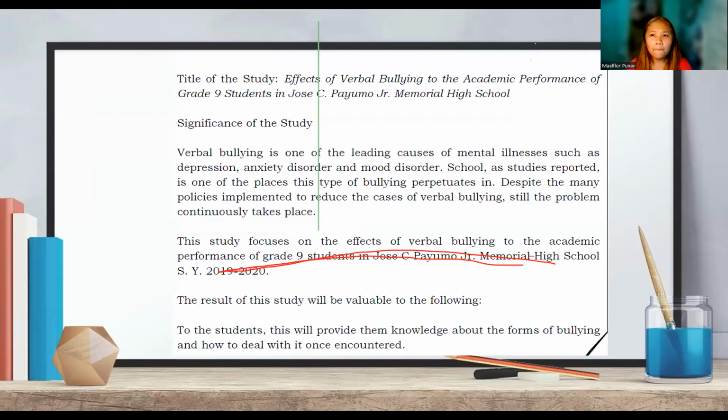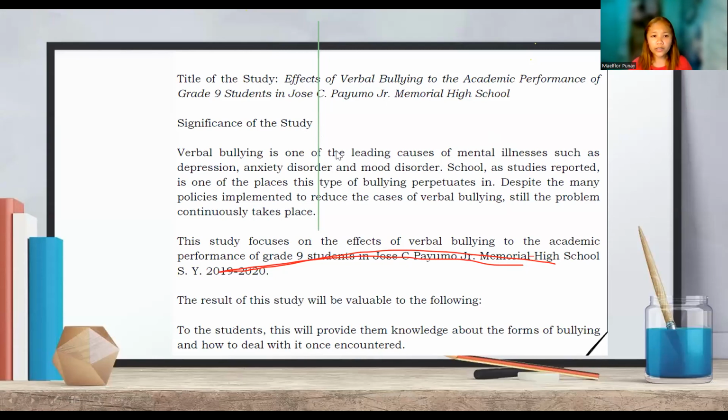So here is an example of kanang significance of the study. The title of the study is The Effects of Verbal Bullying to the Academic Performance of Grade 9 Students in Jose C. Payomo Junior Memorial High School.